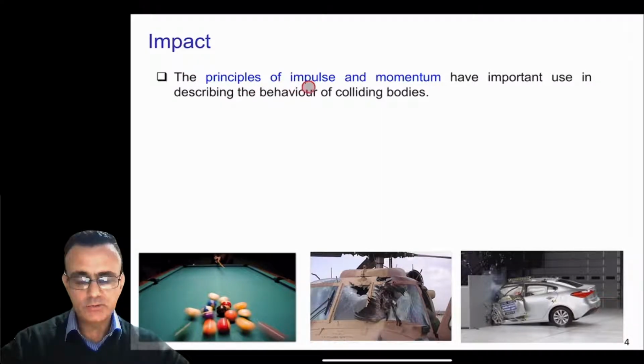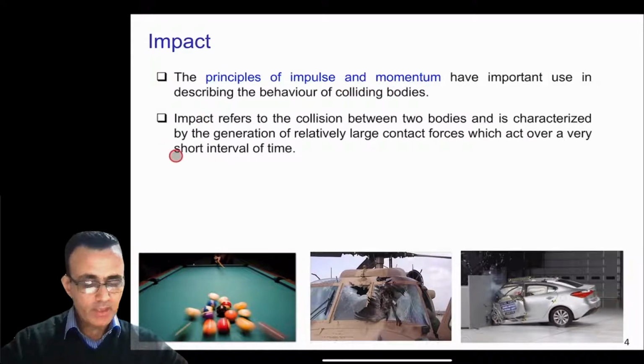The principle of impulse and momentum has important use in describing the behavior of colliding bodies. So the impact topic is very closely linked with the previous lecture, which is about the principles of impulse and momentum. Impact refers to the collision between two bodies and is characterized by the generation of relatively large contact forces which act over a very short interval of time.